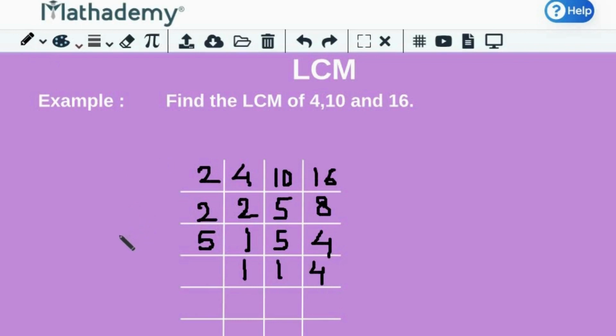So again dividing the numbers by 2, because 4 is divisible by 2. So we get 1, 1 and 2. Again dividing by 2. So the quotients are 1, 1 and 1. Because the quotients for each number is 1, we stop here. And therefore, the LCM of 4, 10 and 16 is 2 into 2 into 5 into 2 into 2, which means 80.